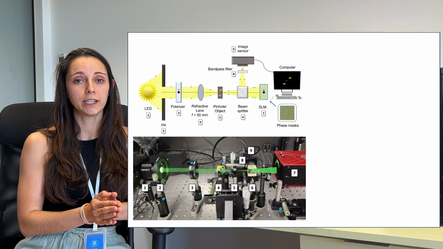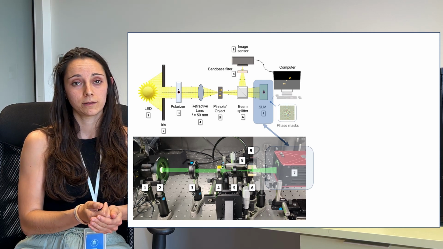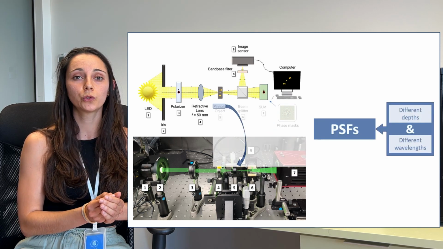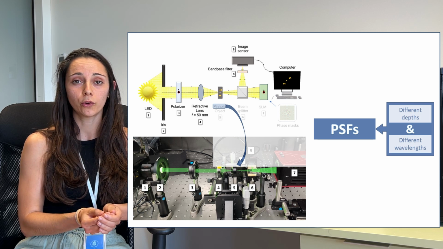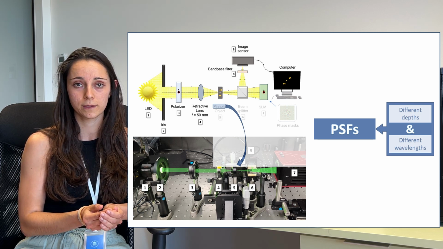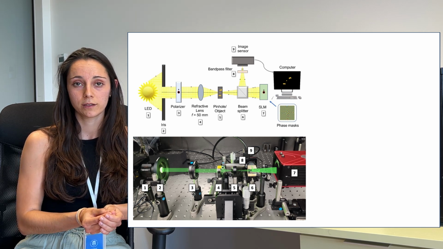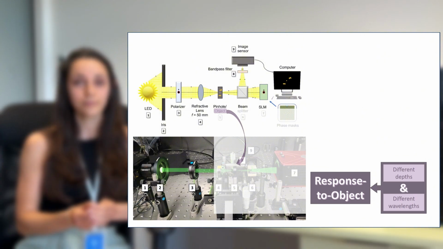First, we implemented the design mask using a spatial light modulator, abbreviated as SLM, allowing us to display the phase masks dynamically. We first recorded the point spread functions by placing a pinhole to act as a point source. We used red and green LEDs to illuminate it, and we recorded the resulting intensity pattern at different depths. After recording the PSF, we replaced the pinhole by test objects and recorded the resulting intensity pattern at the same depth and wavelengths.